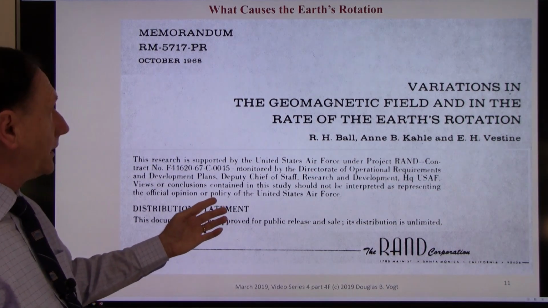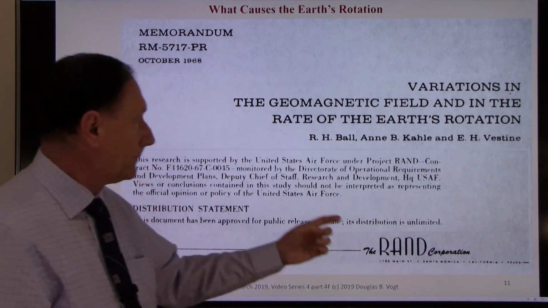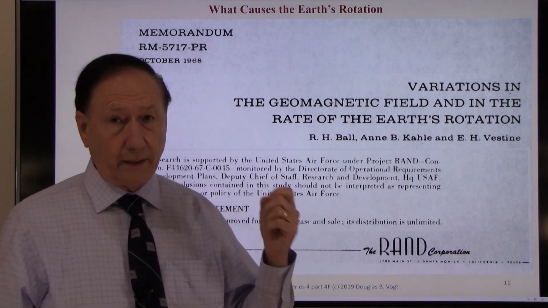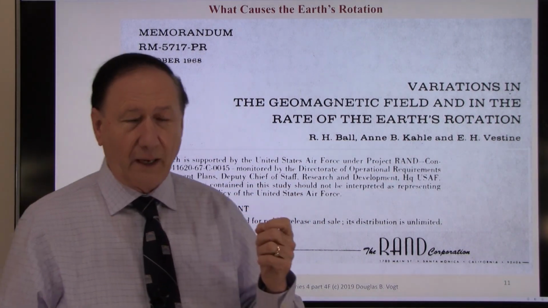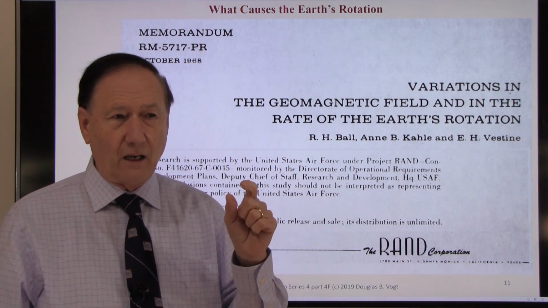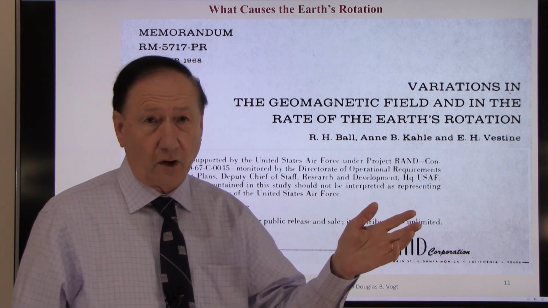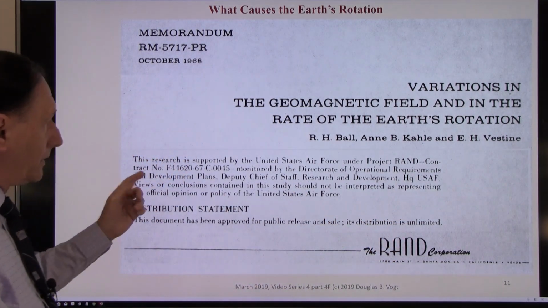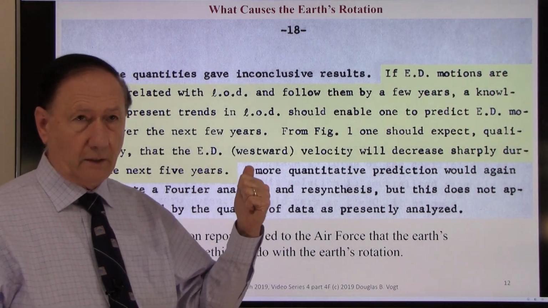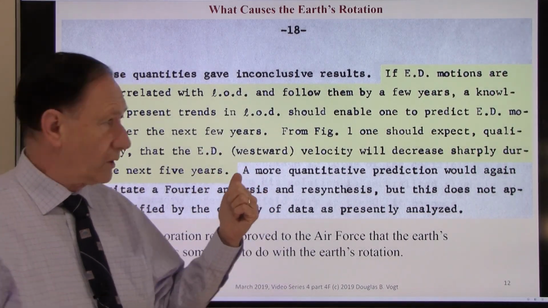This is the report that I showed earlier by RAND Corporation. The Air Force wanted to know why the Earth's rotation was slowing down, because they wanted to be able to deliver a bomb exactly on the target, and not a couple of seconds later, which would have missed the target. So they paid for it. You can see the earlier reports in, I think, part 1 of Series 4.